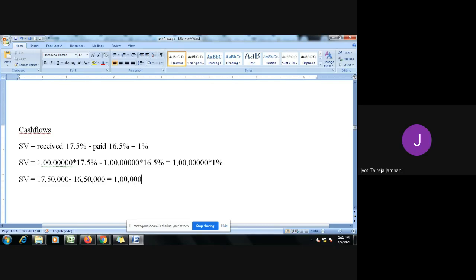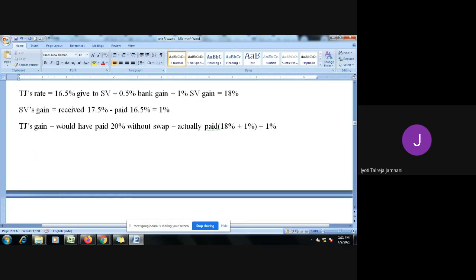So in cash flows, in money terms, 1 lakh is the gain of SV company on a loan of 1 crore if it goes through the route of swap. Okay, now let's see. Similar way we'll do it for TJ. So TJ's gain we have written here.